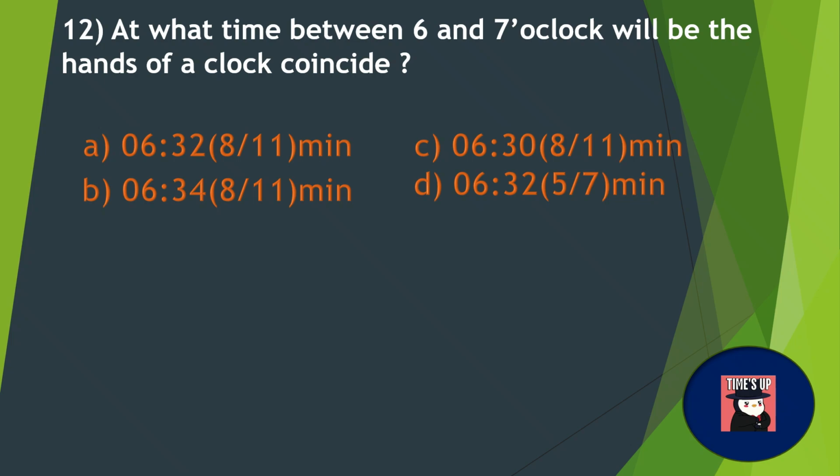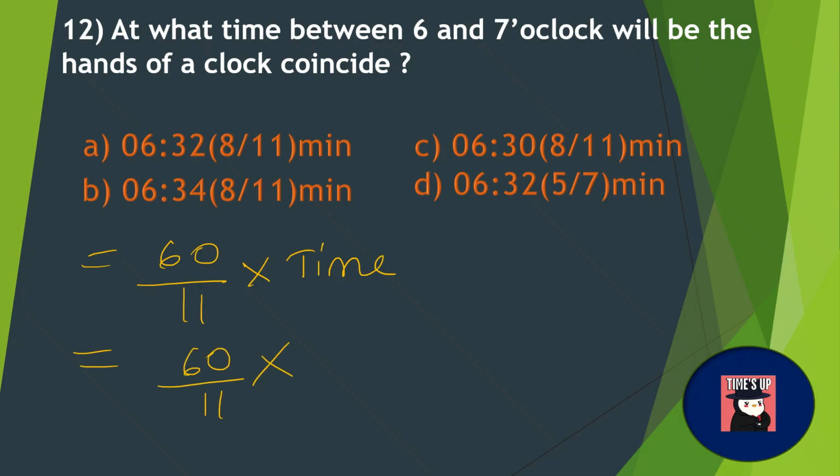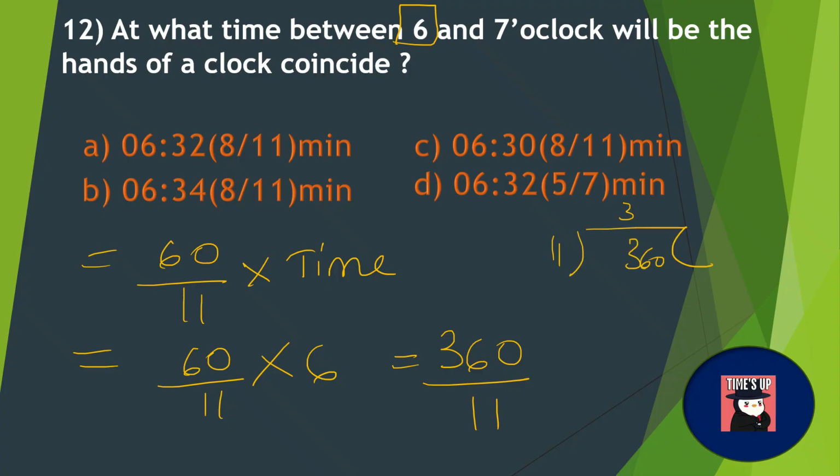So what is the answer for that? It will be 60 divided by 11 into time. Correct? 60 divided by 11 into time. First time you need to take, that is 6. Correct? So 360 divided by 11 you will do. So 360 divided by 11: 11 3s are 33. Correct? So it comes to 30. 11 2s are 22. And here you have 8. So how will you write this in terms of minutes?